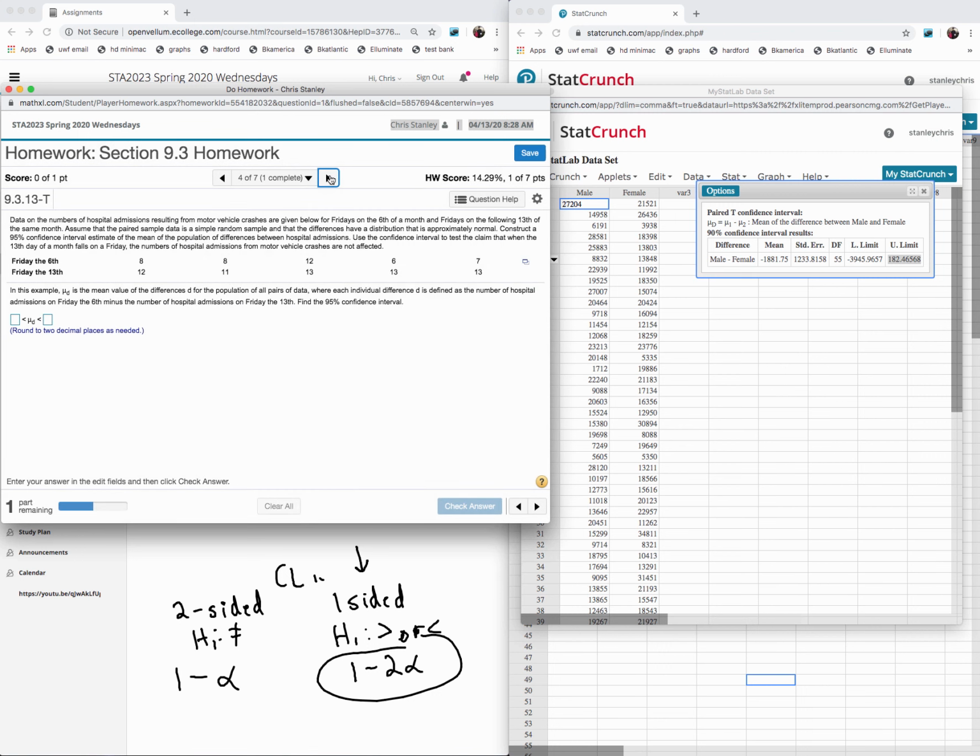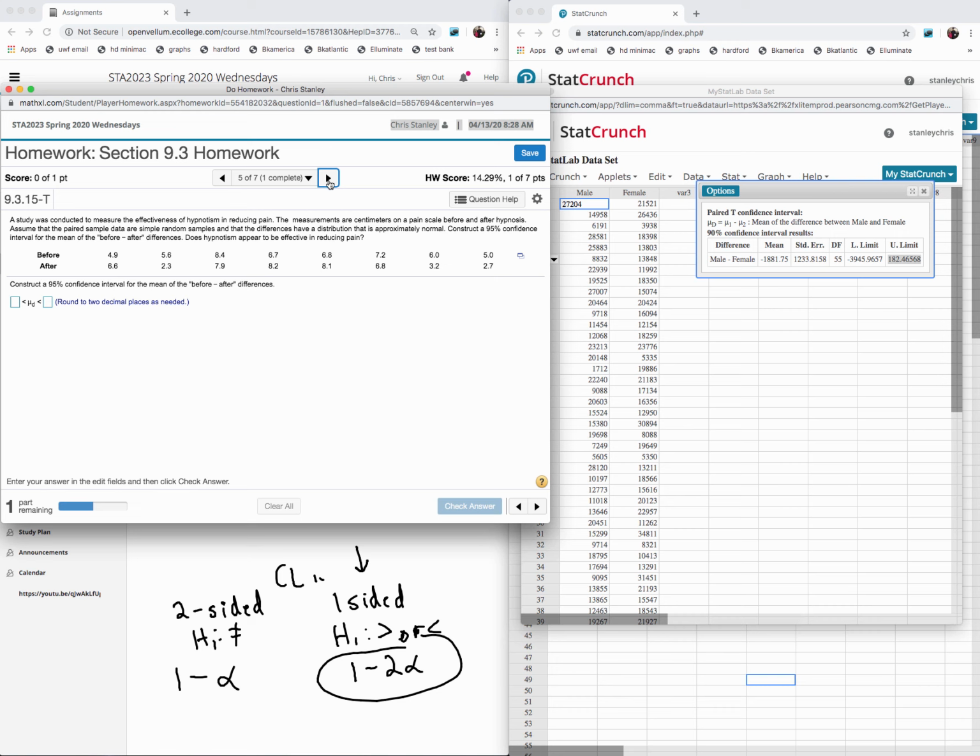We did that one in the video. Okay, let's check. This is the effectiveness of hypnotism in reducing pain. Now the reason it's a paired test is because it's 2 results on the same person. So that's a person right there, that's another person. These are all people getting 2 results, a before and an after. We want to do before minus after and do a confidence interval.